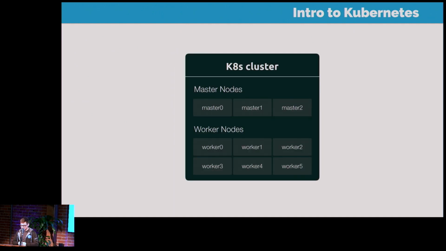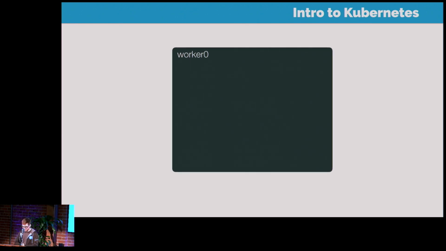But there are also components which run on every node, both the masters and the workers. So let's take a look at one of the workers. Here, the first thing is something called the kubelet, which is the primary agent that runs on each node. It takes a list of pod specifications from the Kubernetes API and ensures that the containers described in there are running on the node.